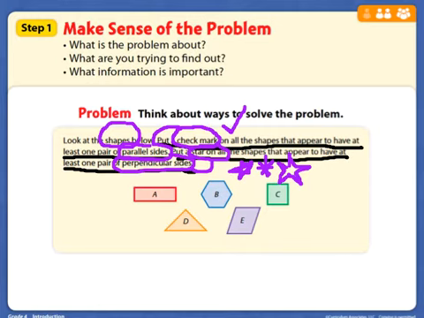All right, we should understand this problem. We should have made sense of our problem. So now let's go ahead and answer our problem.